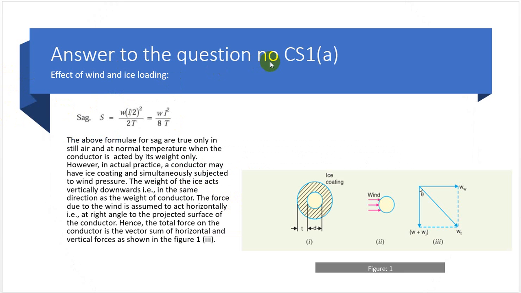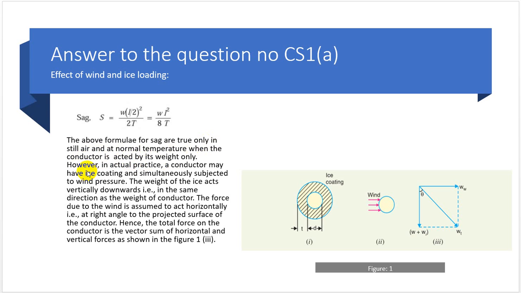Answer to the question number CS1A, that means case study 1A, effect of wind and ice loading. We know the basic equation of sag: S equals W into L by 2 squared by 2T, which equals WL squared by 8T. The above formula for sag is true only in still air and at normal temperature, when the conductor is acted on by its weight only.